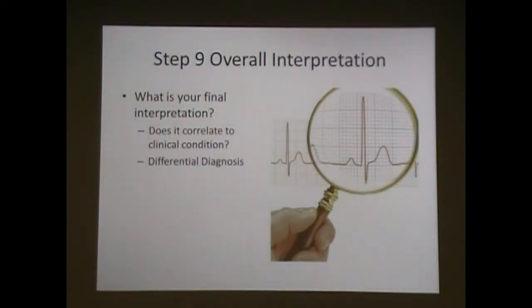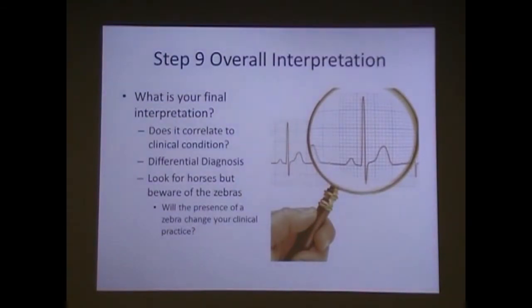And then overall impression, do I have a differential diagnosis for this? Could it be A, could it be B? How am I going to determine that? Generally, it's going to be based off me doing a good H&P and rounds. Remember, look for horses, but beware of the zebras.